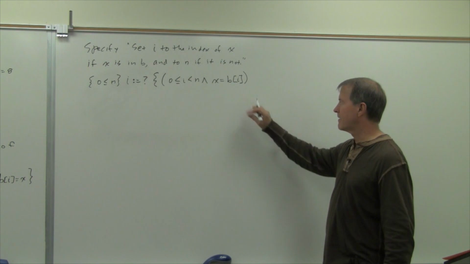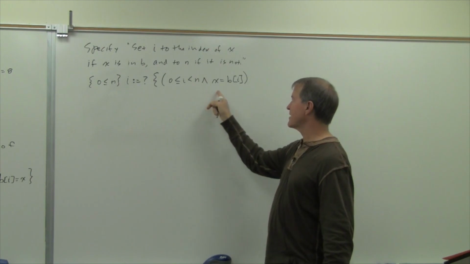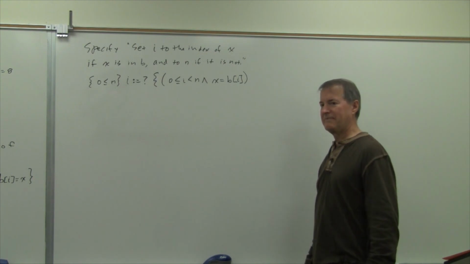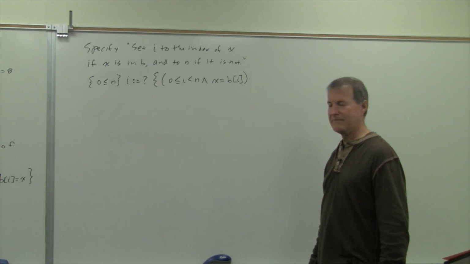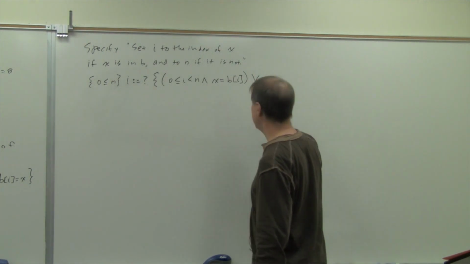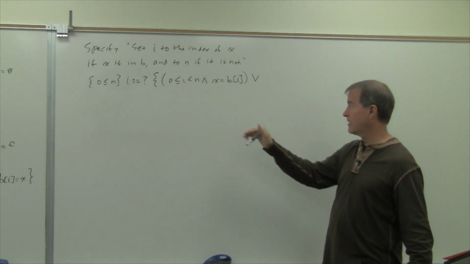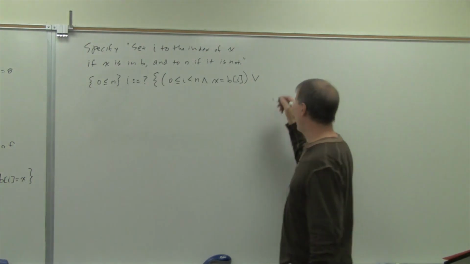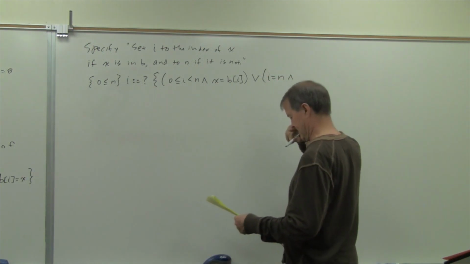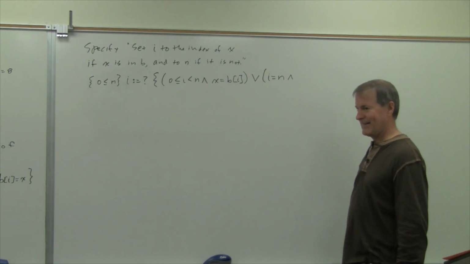Why is it not implied? Yeah, that is a good question. Just because I is between 0 and n doesn't make x equal b sub I. We're looking at an or right now, aren't we? We are. Or else. Well, it's the mirror of this. Or I equals n, and x equals b sub I.